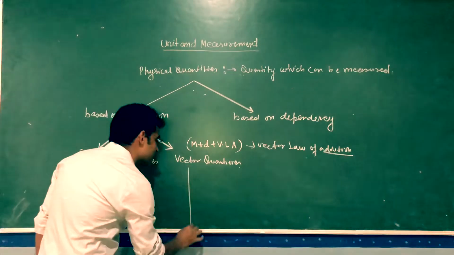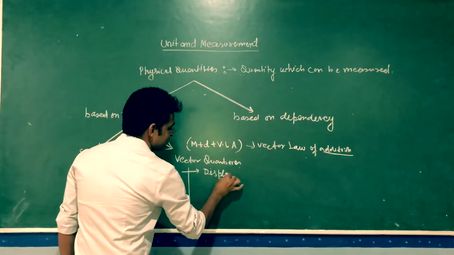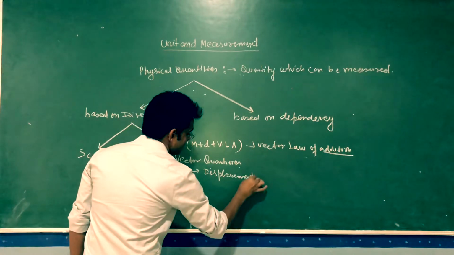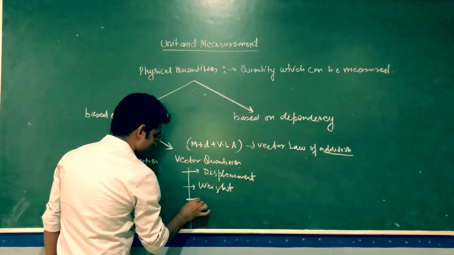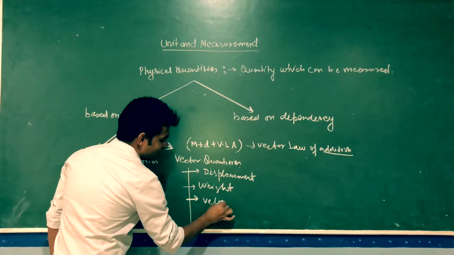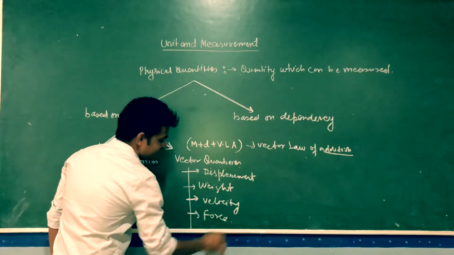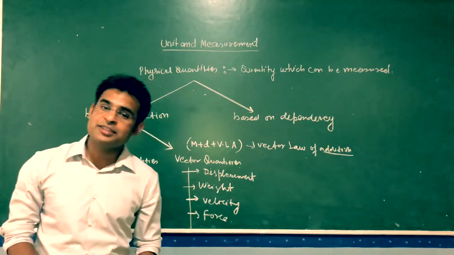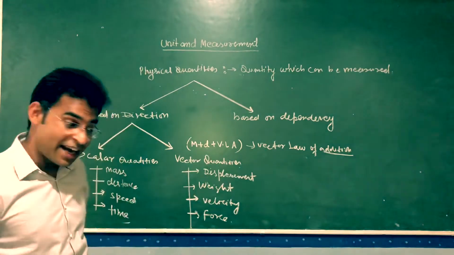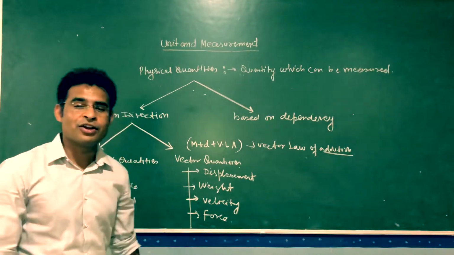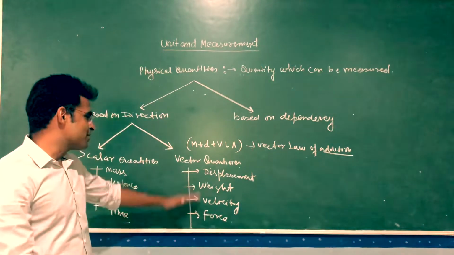This type of quantity is called vector quantity. An example of vector quantity, we can say displacement is a vector. Second one, weight is a vector quantity. Third one, velocity is a vector quantity. Fourth, force is a vector quantity. These quantities need direction as well as magnitude to represent themselves, and they also follow vector law of addition. So these are 4 vector quantities. Not only 4, many vector quantities are there, torque, angular momentum, so many. But right now I am writing 4 vector quantities.